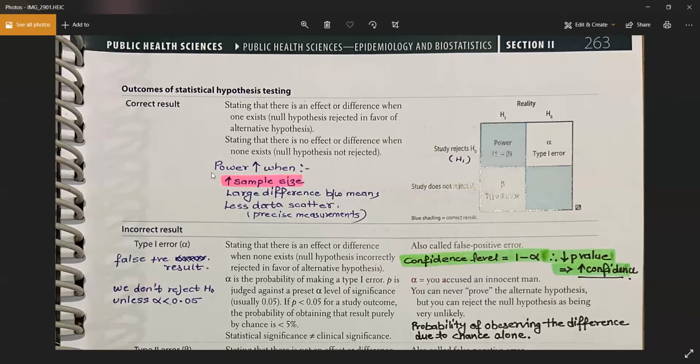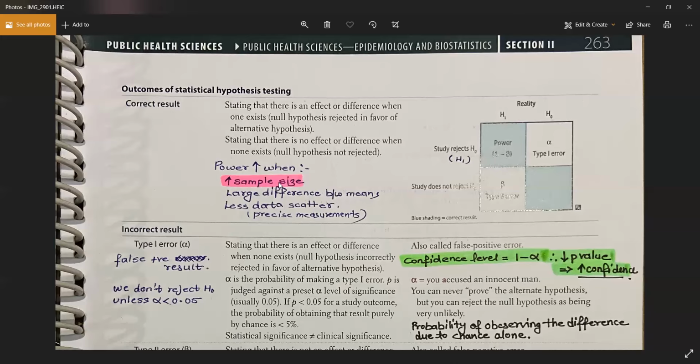By, of course, increasing the sample size. The more samples you collect, the more data you will gather, and as a result, the power of the study would be increased. Okay, a larger difference between the means, we have discussed. If the mean difference is larger, then you can easily detect it. Okay, if the mean difference is very small, then you can kind of miss it.